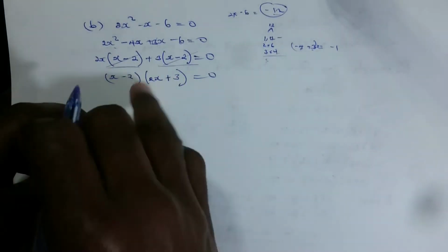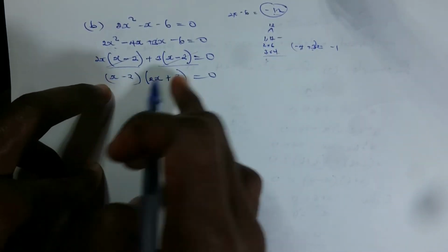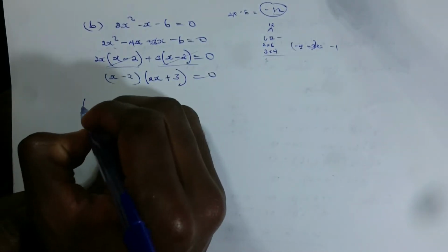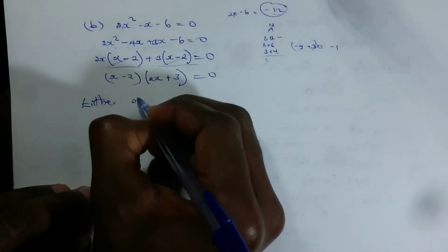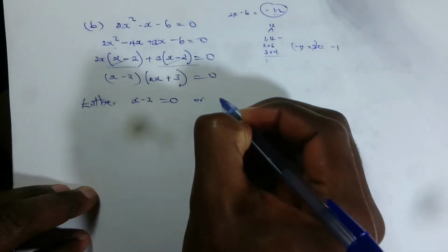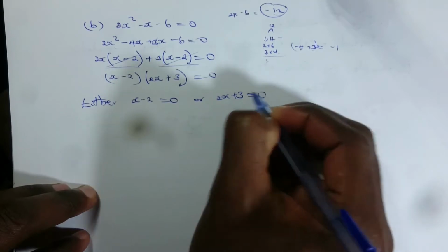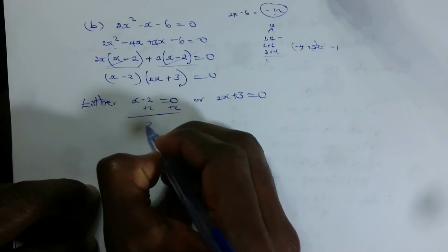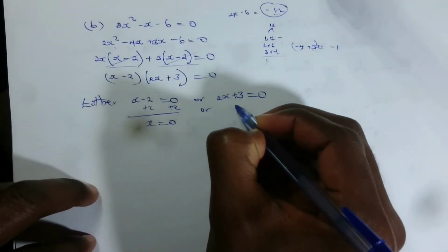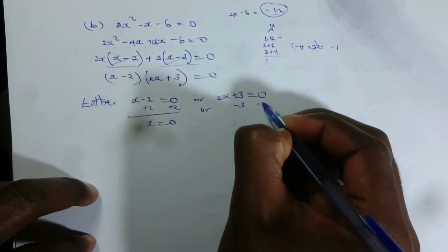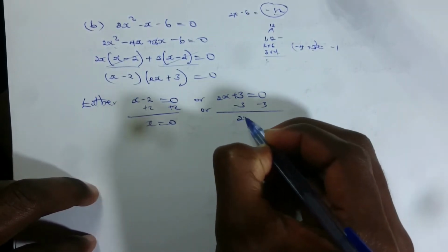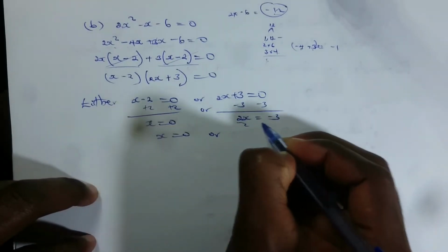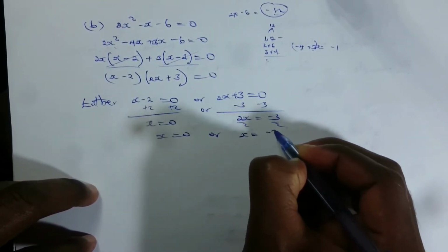So see the same case, only when this is 0 we multiply this to get a 0, or when this is 0 we multiply 0 by that to get a 0. That's the only possible way. So we say either x minus 2 equals 0 or 2x plus 3 equals 0. So when we add 2 on both sides to remove that, we remain with x equals 2, or when we subtract 3 from both sides, we have 2x equals negative 3. So x equals 2, or you divide by 2, you remain with x equals negative 3 over 2.